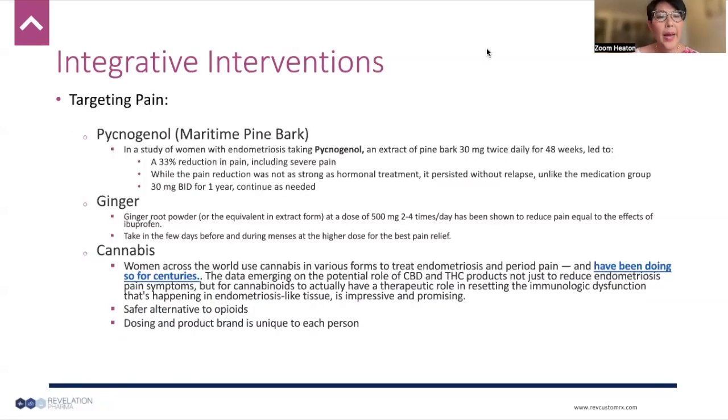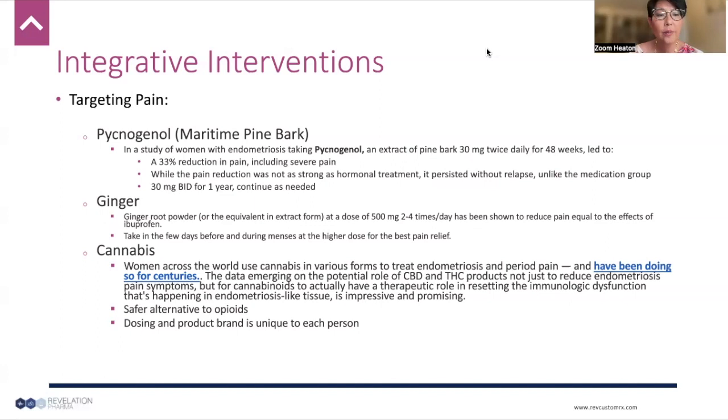So to target pain, we can use pycnogenol, which is an extract of pine bark. And at 30 milligrams twice daily for 48 weeks, this study actually showed a 33% reduction in pain, including severe pain. And while the pain reduction was not as strong as hormonal treatment, it persisted without relapse, unlike the medication group. So 30 milligrams twice a day for a year and continue as needed.